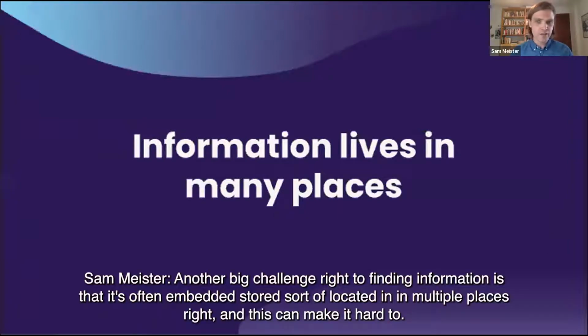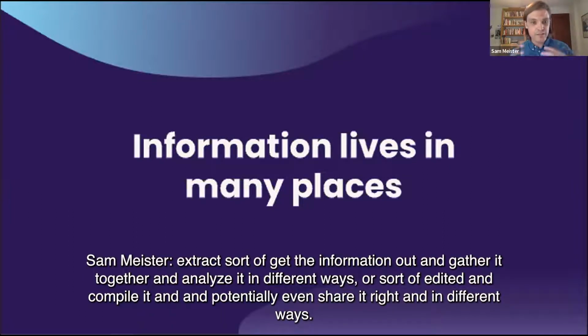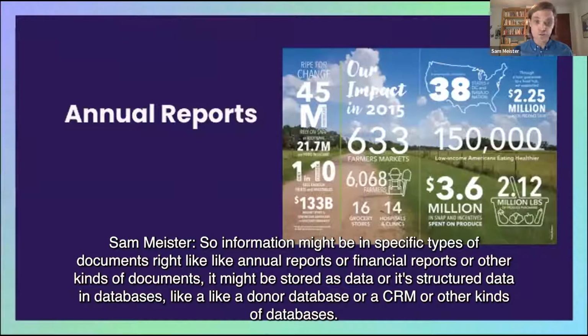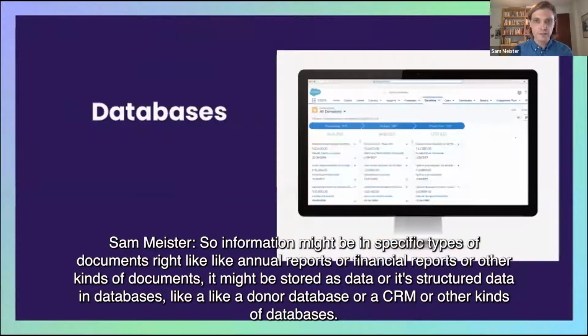Another big challenge to finding information is that it's often embedded, stored, and located in multiple places. And this can make it hard to extract, gather together, and analyze in different ways, or edit, compile, and potentially even share in different ways. So information might be in specific types of documents, like annual reports or financial reports or other kinds of documents. It might be structured data in databases, like a donor database or a CRM or other kinds of databases.